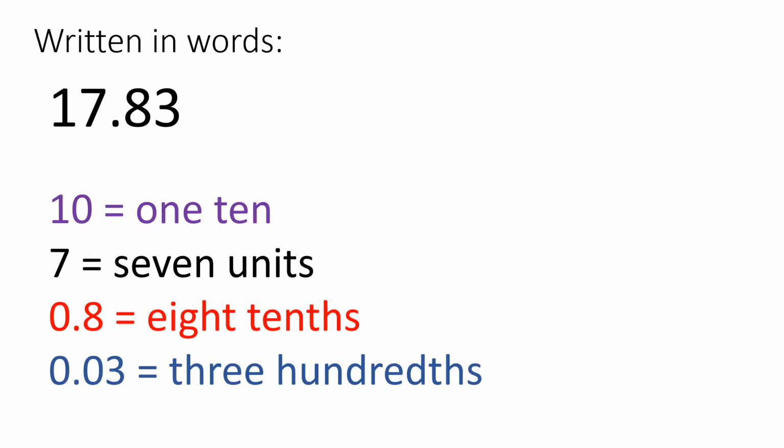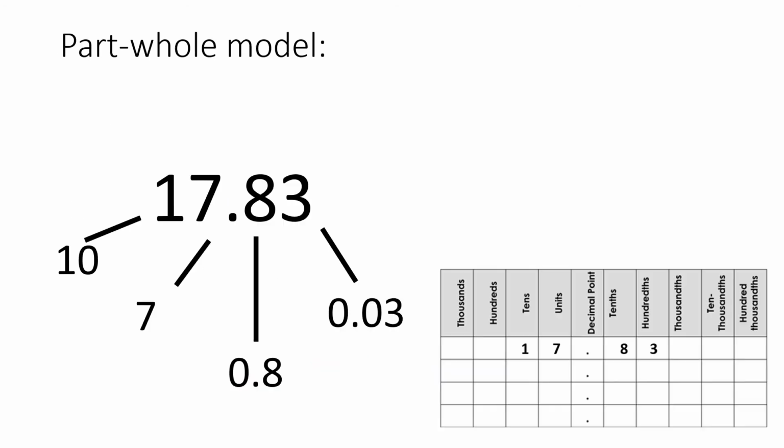Written in words, 17.83 looks like this. 1 ten, 7 units, 8 tenths, and 3 hundredths. As a part-whole model, I have 10, 7 units, 8 tenths, and 3 hundredths.